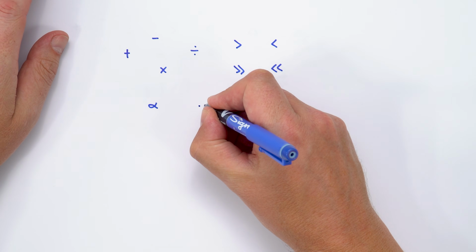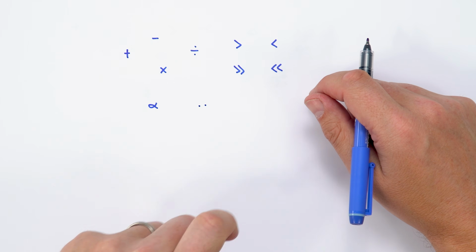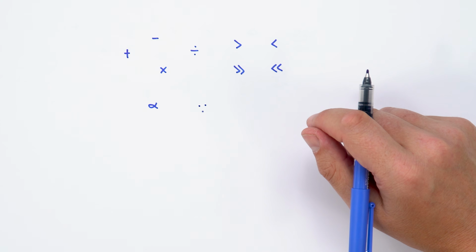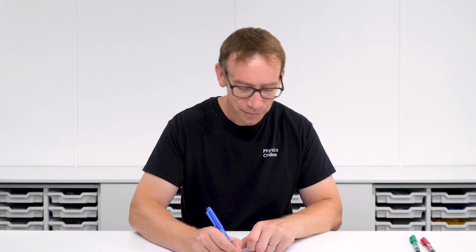Other things that might be useful include this one here, which has got 3 dots. And this just means therefore. That's really useful when it comes to doing long derivations. And occasionally you can also take that top dot and move it down to the bottom, and then it means because. Although to be honest, I don't really see the need for that, because therefore and because to me are quite similar. So I just tend to use therefore.